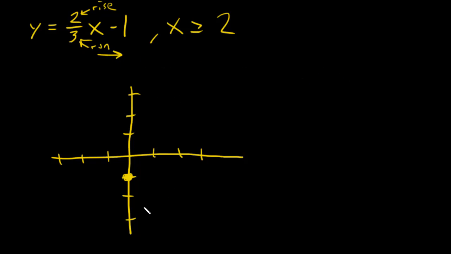Okay? So here we go. I'm going to go rise of 2, so 1, 2, and then over 3. 1, 2, 3. Just like that. Then I connect the dots. Okay, there's my function. And now I have to restrict the domain. And so this is all x values that are greater than or equal to +2. So I come over to x equals +2. That is 1, 2, so it's right here.